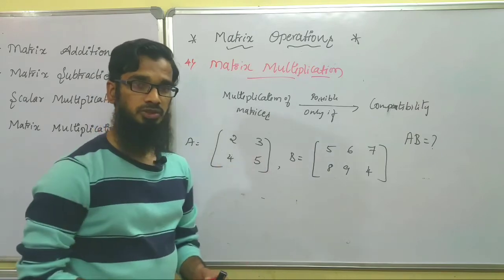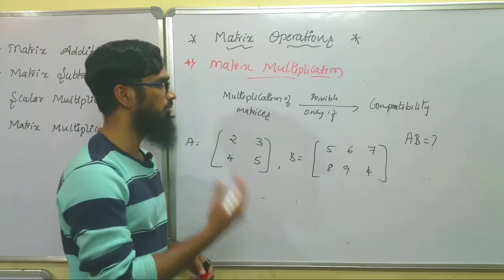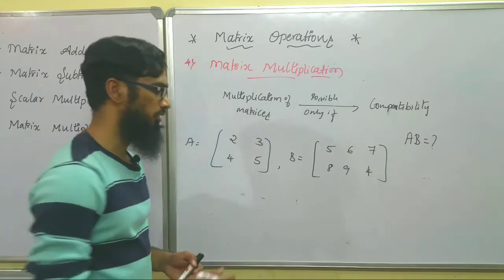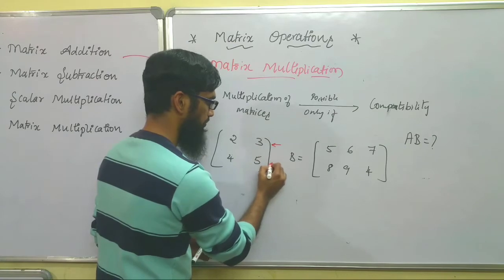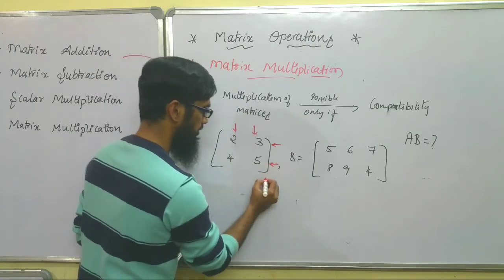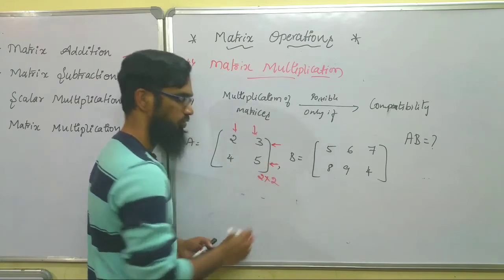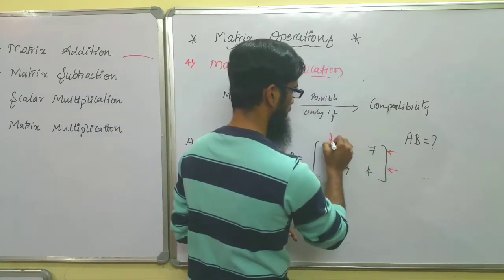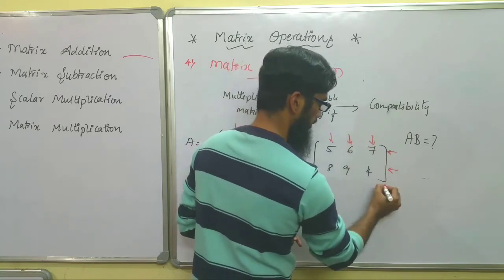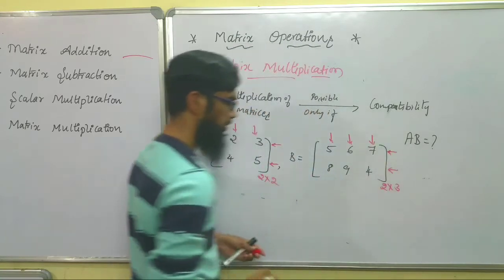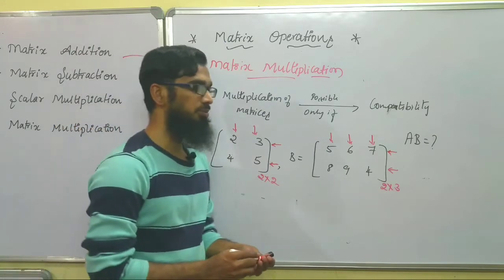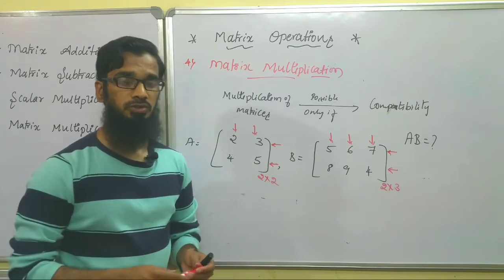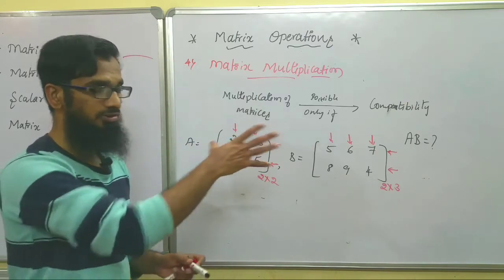First we'll go for the order of the matrix here, because when we are doing matrix multiplication, the important thing is we need to find out the order of the matrix. You can see 2 rows and 2 columns are there, so I'll write 2 rows 2 columns, means 2 cross 2. Again for this, 2 rows and 3 columns are there, so the order is 2 cross 3. Now to check for compatibility, if A and B are compatible, then only we can go for the matrix multiplication. This is the very first step here.